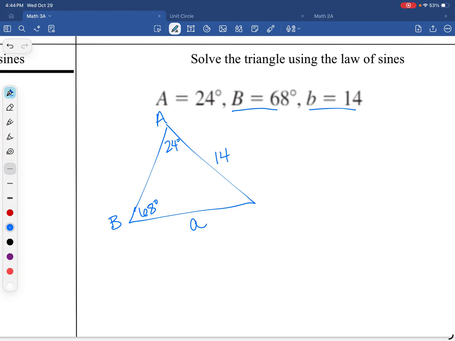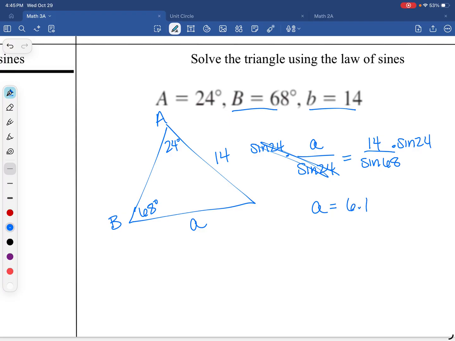So what's missing is a side. So I'm going to write A over sine 24 equals 14 over sine 68. Okay, multiply it out. I hope you're getting bored with how the same thing is happening over and over, because that means that you're catching on to the pattern really well. So 14 sine of 24 over sine of 68 turns out to be 6.14. So let's just say 6.1 is our A.